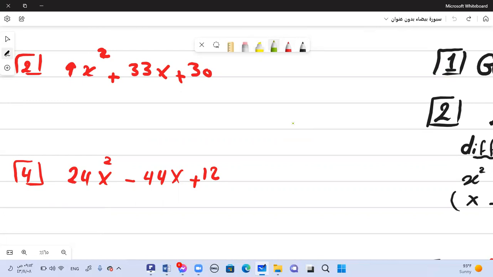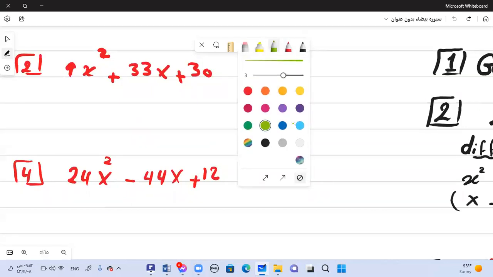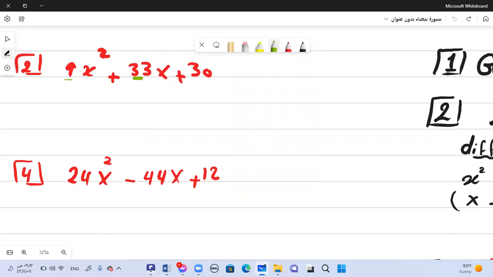Yes, 3 times 10, because of number 3. So I have the greatest common factor here. How can you determine if you have a greatest common factor, yes or no? Look at the numbers 9 and 33 and 30. You can determine which is the common number. Yes, number 3. So write 3 here.